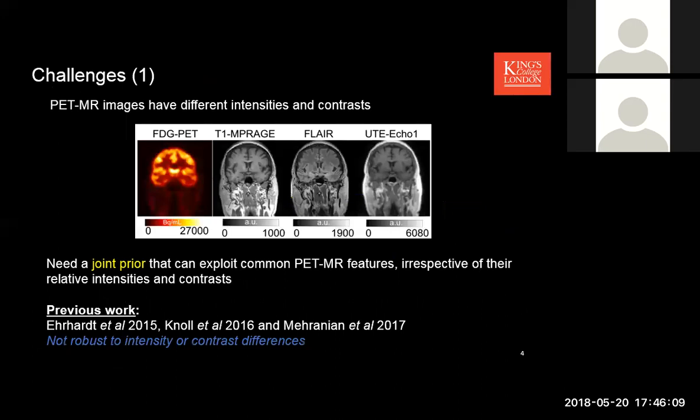So the challenges, as touched on already, are that there are different intensities and contrasts between PET and MR, as very clearly seen in those example images, and previous work that Chris has already covered. There does seem to be some issues with regard to robustness to those contrast or intensity differences. And I think they've often scaled the images between 0 and 1 to make them sit within the same kind of scale, same kind of range. But as you can see here, we've got values between 0 and 27,000 here, 1,000 and so on, 6,080. So quite different, and contrast visibly different, of course. So how do we deal with that?